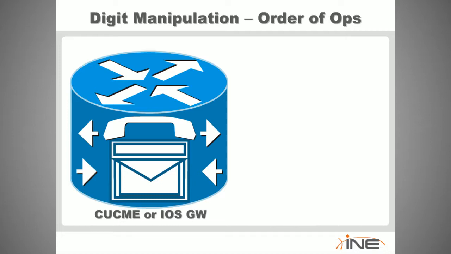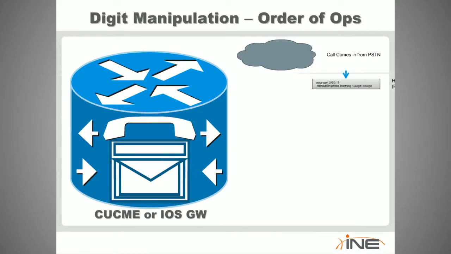Okay, so let's take a look. We've got our CME or IOS gateway router here, and we see a call comes in from the PSTN. So if it's coming in from the PSTN, and let's say we have a PRI, then the first place it hits, and I apologize for the small text here, I needed it to fit everything in, is our physical voice port.